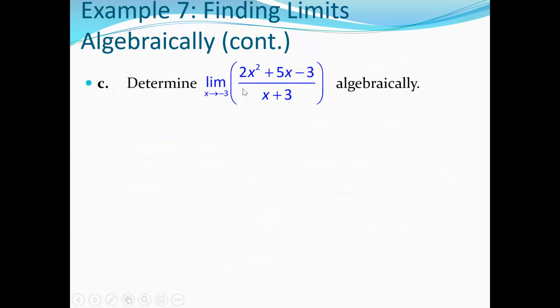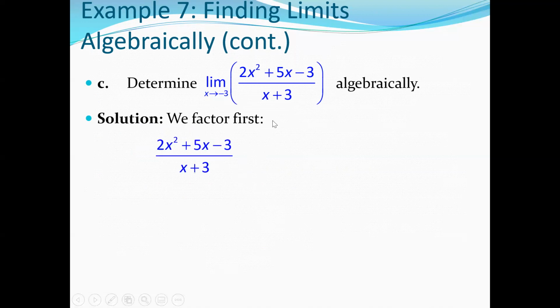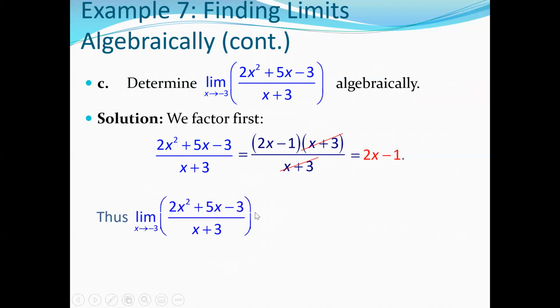Next example given here, the same thing: negative 3 plus 3 will give us 0 because the limit as x approaches negative 3, if we substitute, we get 0. So we have to find a way to factorize the expression. We factor first, and here we are able to factorize the trinomial, which gives us (2x minus 1)(x plus 3). So we can cancel and then we get the limit of 2x minus 1 as x approaches negative 3. This exists. So our solution will be negative 7.